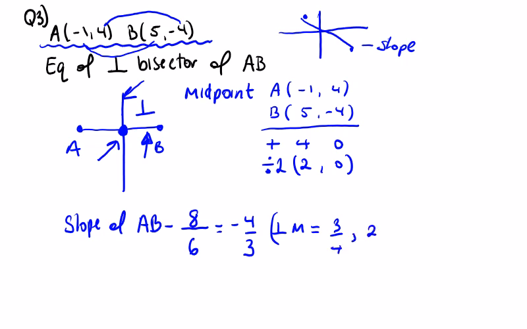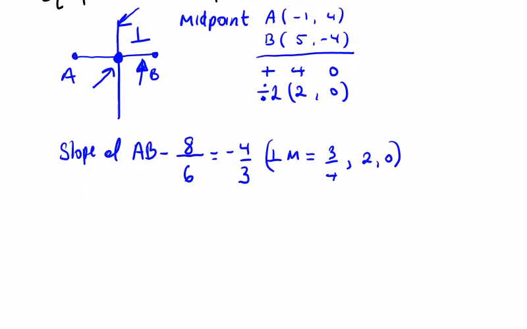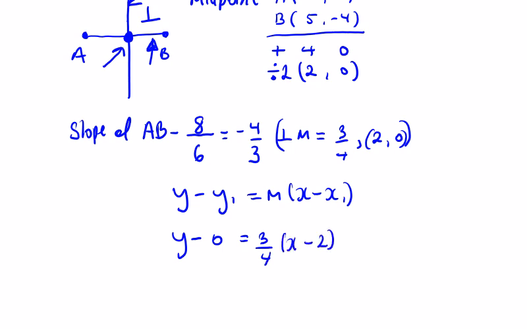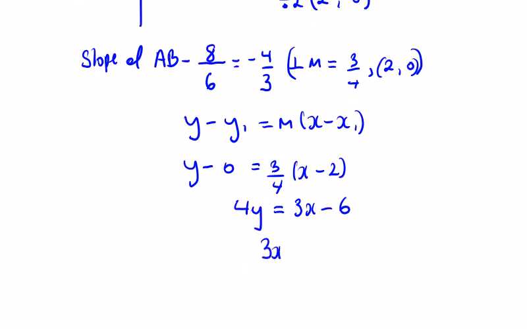And I have my point up above of 2, 0. And now I'm back to just using the equation of a line. y minus y1 equals m times x minus x1. So y minus 0 is equal to 3 over 4 times x minus 2. Multiplying both sides by 4, I get 4y, and the right hand side by 3, 3x minus 6. So 3x minus 4y minus 6, if they're all on the same side, equals 0.